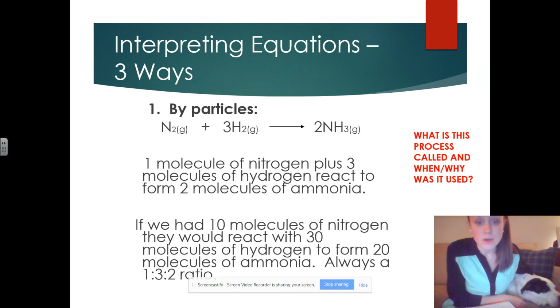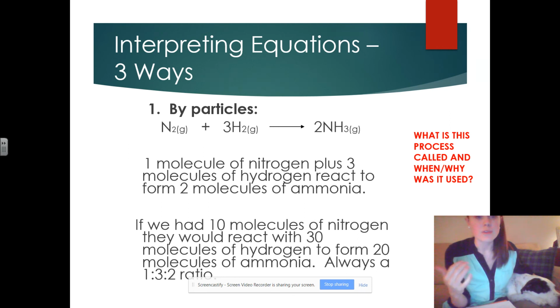The first is by particle, all right? So when you look at an equation, you can look at that equation and interpret the formulas and coefficients by particle. All right, so in this example, if we were to interpret that chemical equation by particle, we would read it as 1 molecule of nitrogen plus 3 molecules of hydrogen react to form 2 molecules of ammonia.